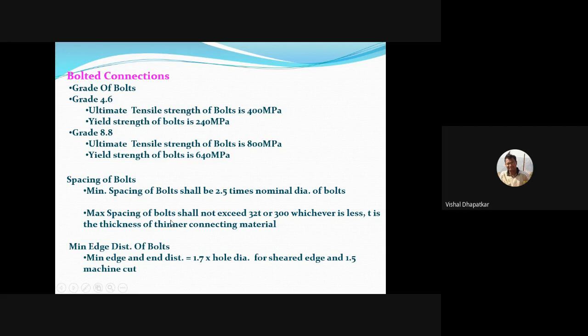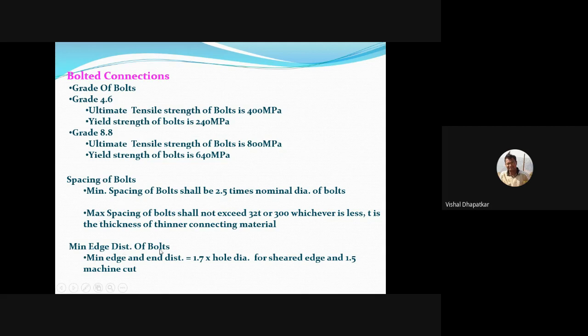Now spacing of the bolts. The minimum spacing of bolts shall be 2.5 times the nominal diameter of the bolt. If bolt diameter is 20 mm, then minimum spacing shall be 50 mm. It should not be less than that. And maximum spacing of bolts shall not exceed 32 T or 300, whichever is less. In this case, T is the thickness of the thinner connecting material. It may be either the web of the section or gusset plate, whichever is less. So 32 T or 300, whichever is less, should be the maximum spacing between the bolts.